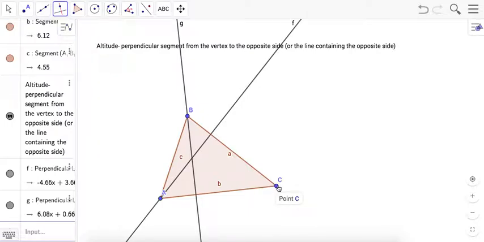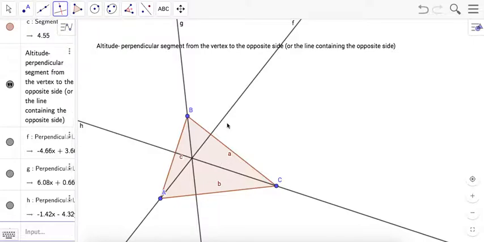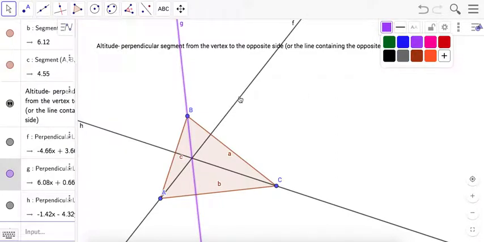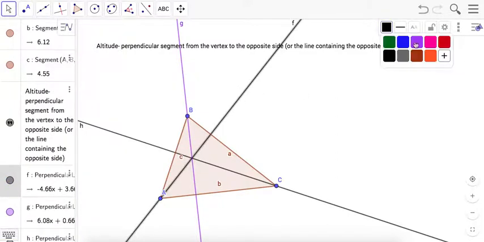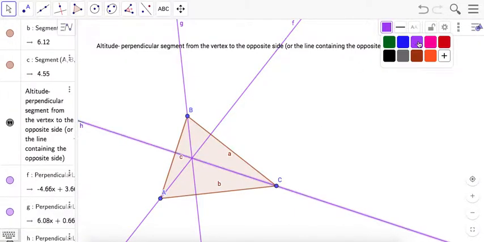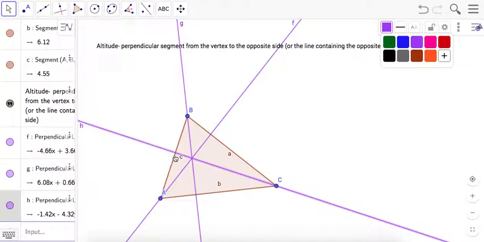Now before I do the last one, what do we think? Is it going to be concurrent or not concurrent? Oh, it's concurrent. Let's change the colors of these so that we can talk about them. We'll stick with purple. Each of these is an altitude. And actually the altitude is only the segment, so it would be just from C to here, but it's helpful to see the full line.